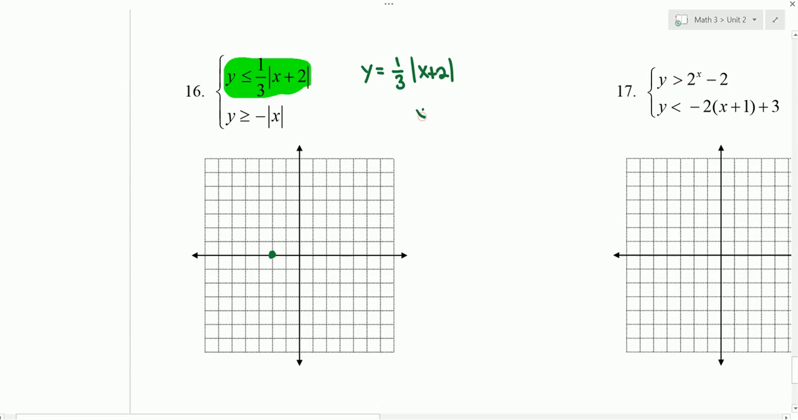I'm going to pick maybe x equals 1, because when I put a 1 in, I get 1 plus 2. That's 3, and 3 is a great number to multiply by 1/3. And so y equals 1/3 times the absolute value of 1 plus 2, which ends up being 1, because you multiply the 3 with the 1/3, and you get 3 over 3, which is 1. So we plugged in a 1 and got a 1.